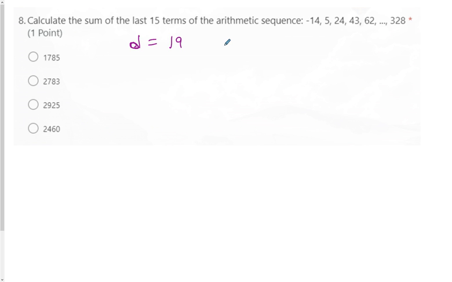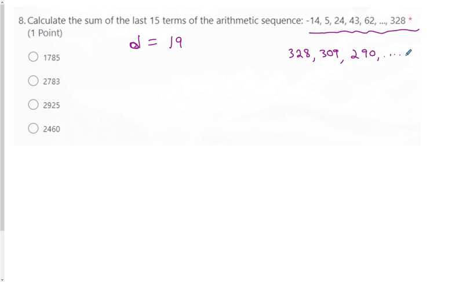Here's my little tip, though. Instead of thinking about this as shown right here, I want you to turn this backwards. And instead, we're going to think about a series that starts with 328, and then after that, we go in reverse order. So instead of going up by 19 each time, it's going to go down by 19 each time. So my next number is going to be 309. And my next number after that is going to be 290.